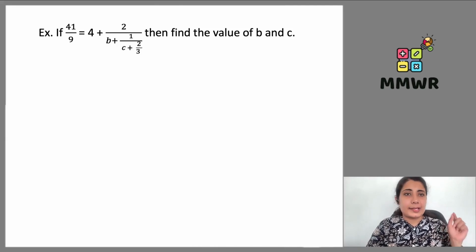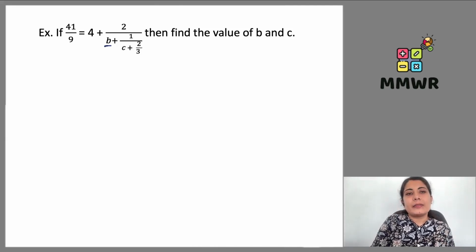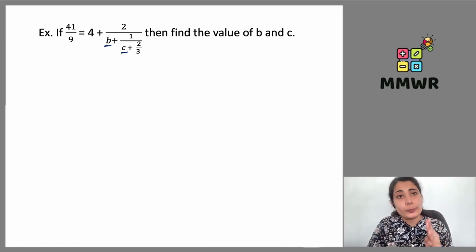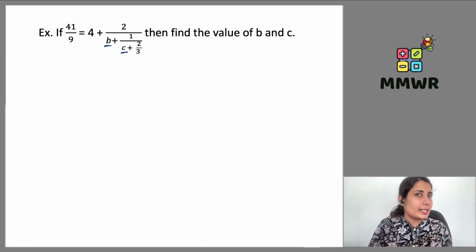Here it is asking the value for B and C. They are asking us to get the value for B and C. So first of all, the question given to us is: 41 upon 9 is equal to 4 plus... Now why are we getting 4? Exactly, because it's an improper fraction. The given fraction itself is an improper fraction.